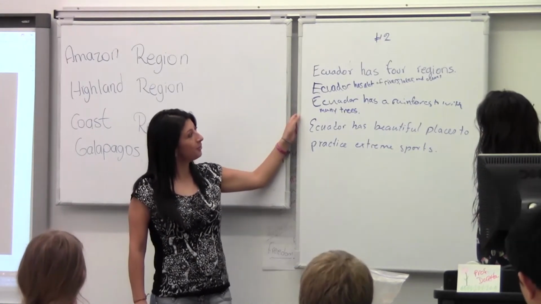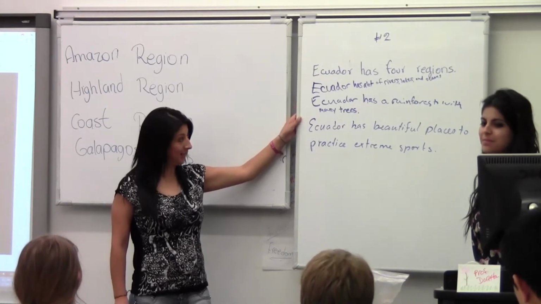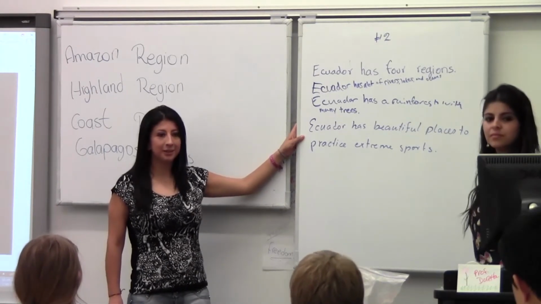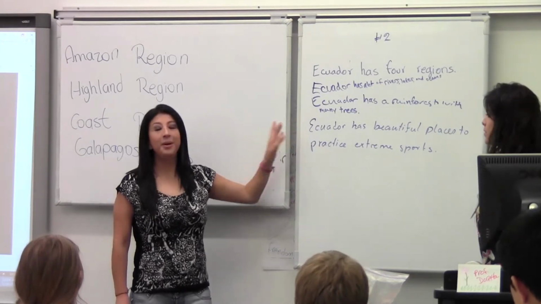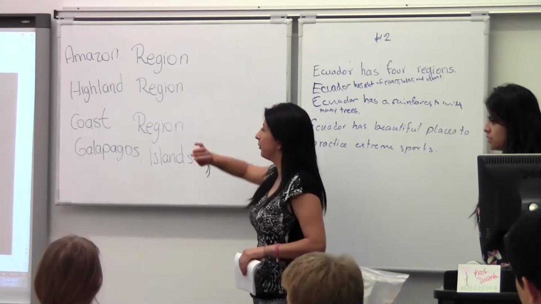Ecuador has a lot of rivers, lakes, and oceans. Ecuador has a rainforest with many trees. Ecuador has beautiful places to practice extreme sports. Very good. What we are going to do now is let's try to find something interesting for each region.